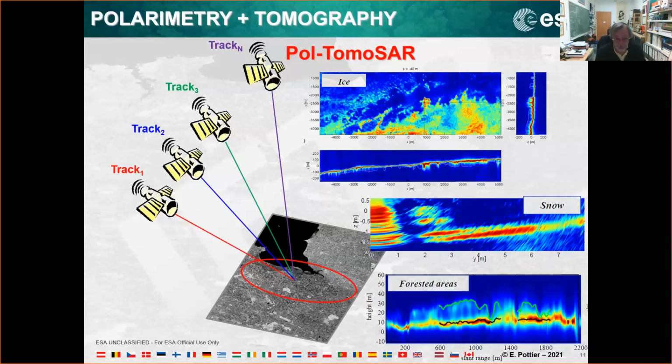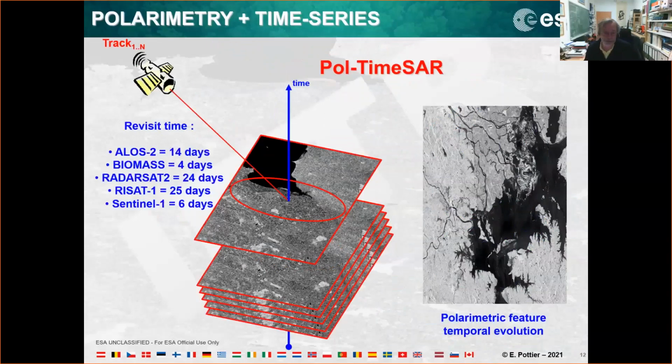There also exists another topic which is becoming more and more important, what I call Pol-time SAR, or polarimetric time series SAR. This is becoming very important because the revisit time of our new polarimetric sensors is reducing. For example, you can see on this slide ALOS-2 has a revisit time of 14 days, which is quite okay. BIOMASS will be 4 days, RADARSAT-2 today is 24 days, ALOS-1 25 days, Sentinel-1 6 days, etc.